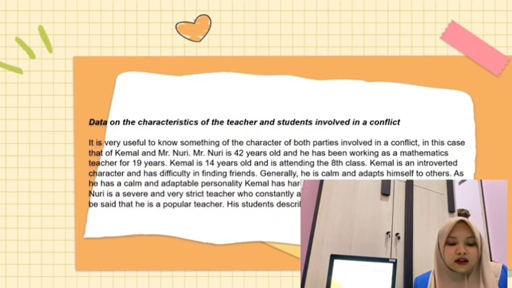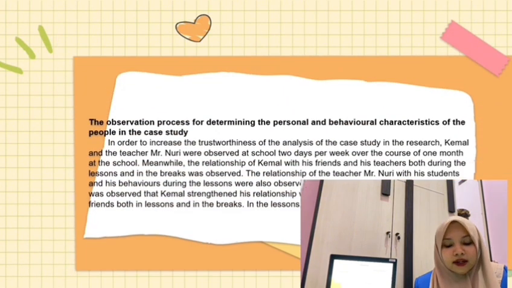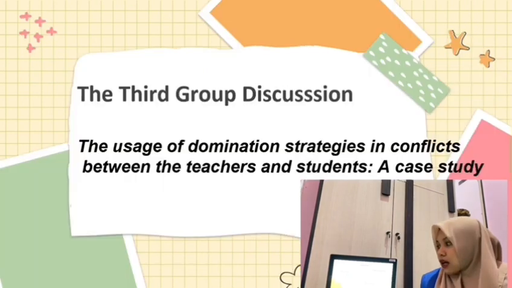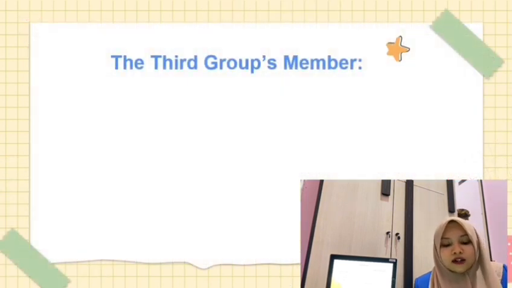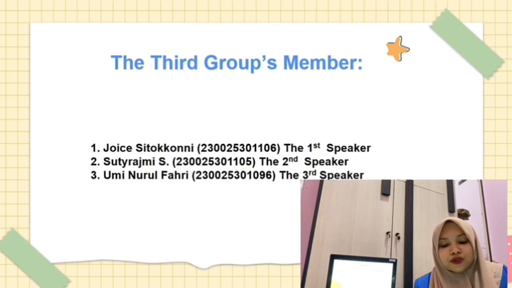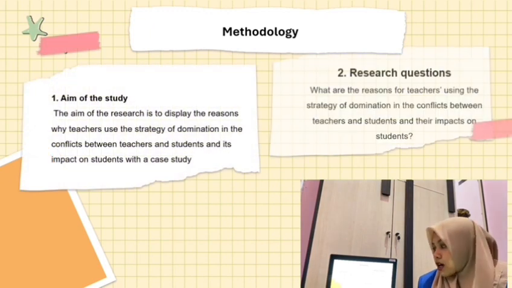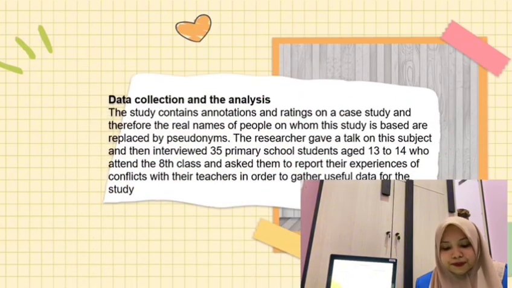The first is the aim of study. The aim of the research is to display the reason why teachers use the strategy of domination in the conflict between teacher and student and its impact on student with a case study. Next, research question. What are the reasons for teachers using the strategy of domination in the conflict between teacher and student and their impact on students?